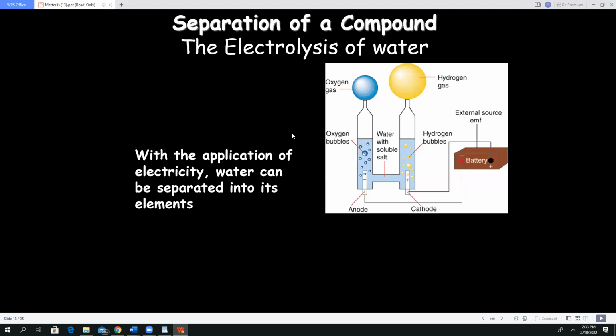All right, this is an evidence of a chemical change right here. Okay. This is the compounds must be separated by chemical means.